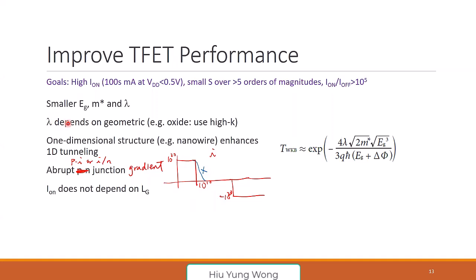fast it turns on. An interesting thing is up to now, we never talk about LG. It's all about this band-to-band tunneling. So actually, the good thing, or maybe bad thing, depends on how you see it, about tunnel FET is it doesn't depend on LG. So you can scale it. It doesn't increase the current much. However, it reduces the capacitance, right? So that is the point, right? Any questions?